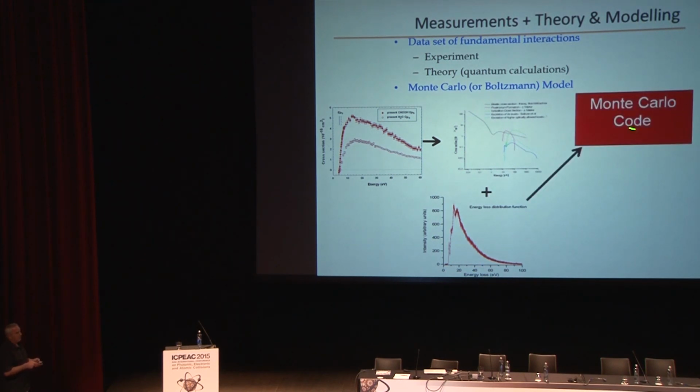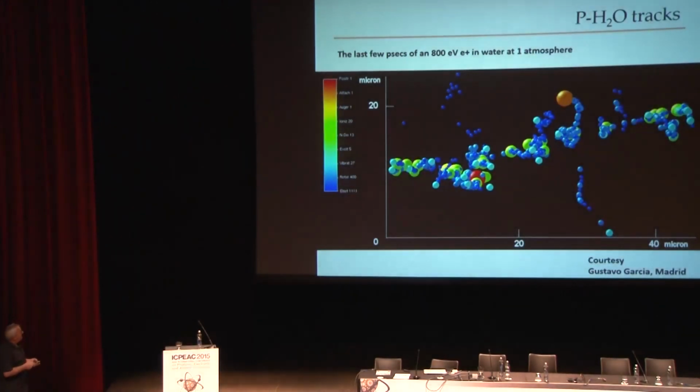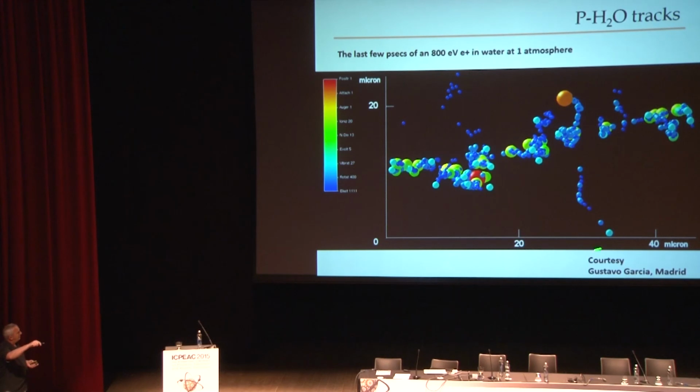That all goes into the Monte Carlo code, and then we can extract things like tracks of charged particles in water or in whatever medium we feed into the Monte Carlo code. And I should point out that all of this stuff now is based on real data in many cases, either real data or reliable cross-sections. This is an example of one such track model. This is from Gustavo's group in Madrid. And it's the last few picoseconds of an 800 eV positron in water, at 1 atmosphere of water.